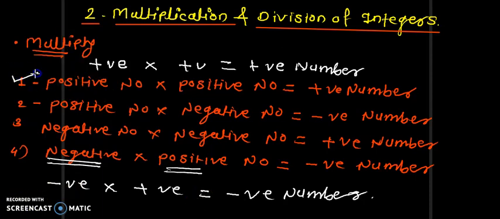Clear? First number sign is positive and second number sign is also positive, then is equal to positive. Second, first number sign is positive, multiplication, second number is negative, then is equal to negative. Third, first number sign is negative and second sign also negative is equal to positive numbers. And last, fourth, first number sign is negative and second number sign is positive, then is equal to negative numbers. This is the rules of product, the rules of multiplication.